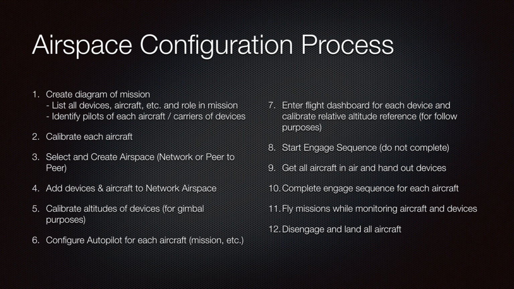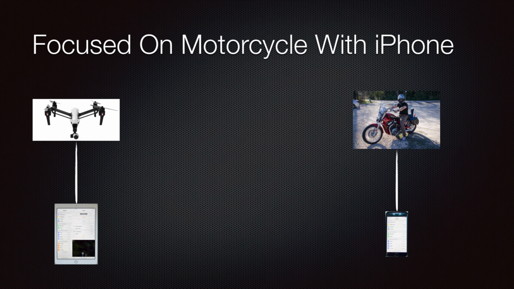Let's put this process to work in a real example. We'll start with the case where we want to free fly the Inspire focused on a moving motorcycle. My tablet will be connected to my Inspire, and it will want to connect the iOS device into Airspace. Since the 2 devices, the iPhone that the motorcyclist will be carrying and the iPad connected to the Inspire, are going to be relatively far away, we're going to use Network Airspace.